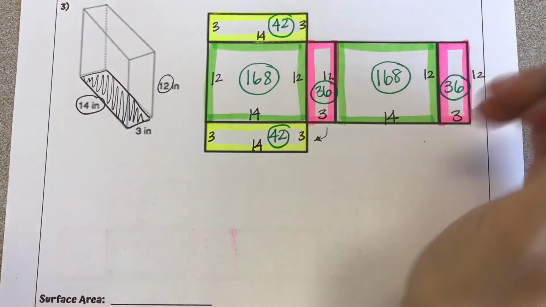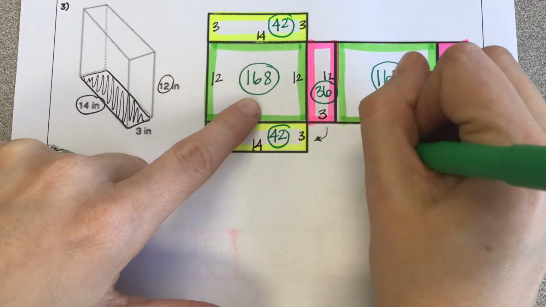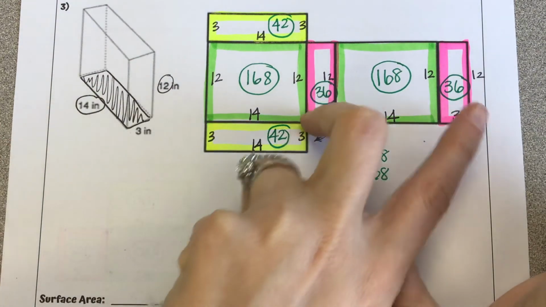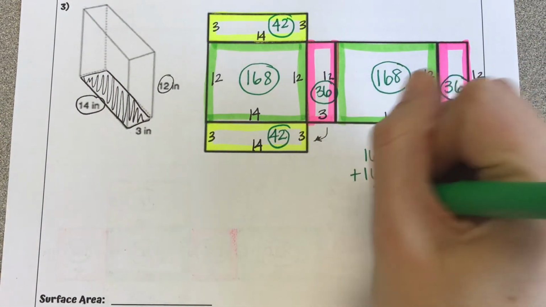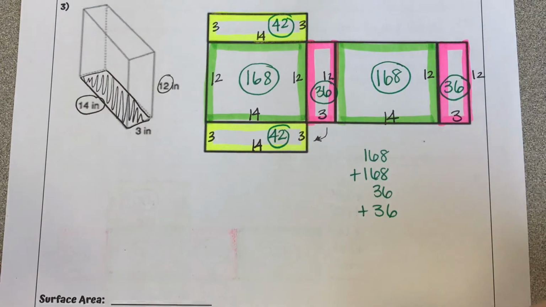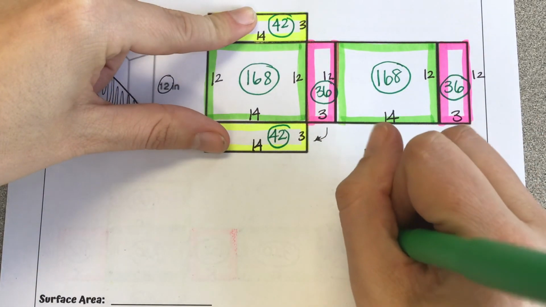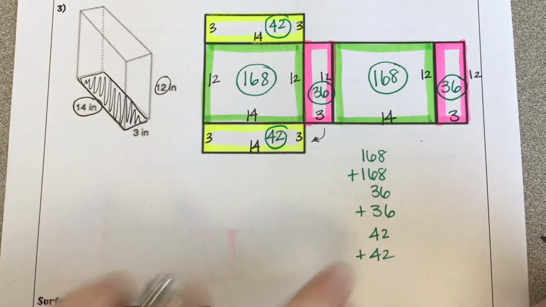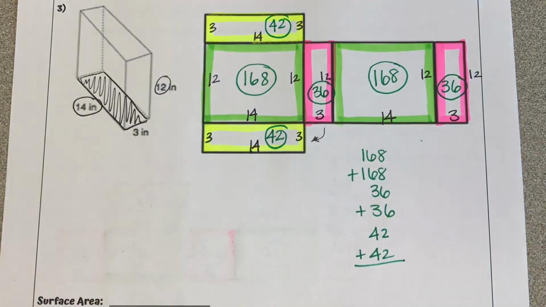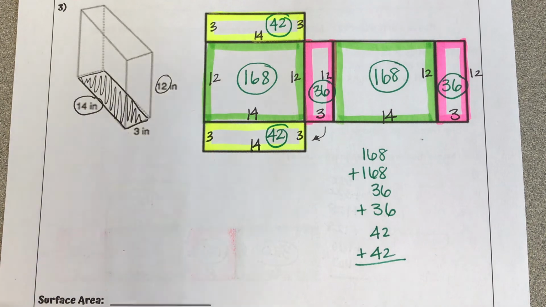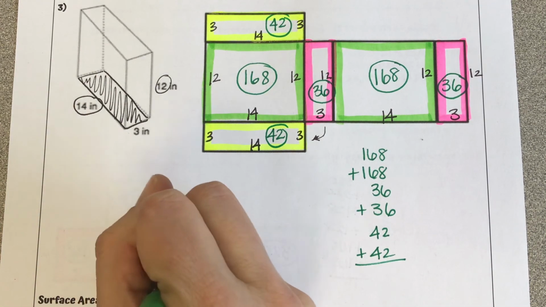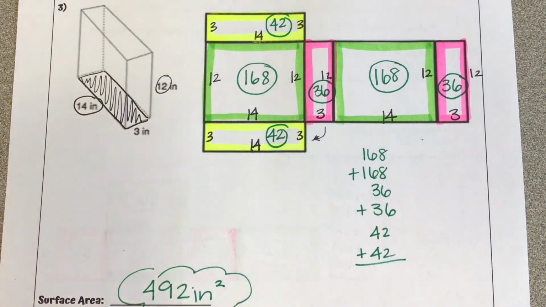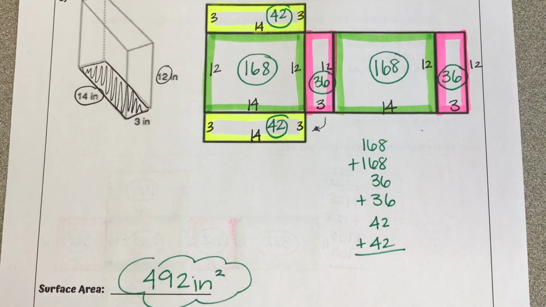And let's add up those pairs. So starting with the greens, we've got 2 168s. Then our pinks, we've got 2 36s. And then our bases, we've got 2 42. So we have 3 sets, a set of 168, a set of 36, a set of 42. I add those all up, I get a total surface area of 492 inches squared. And that's it.